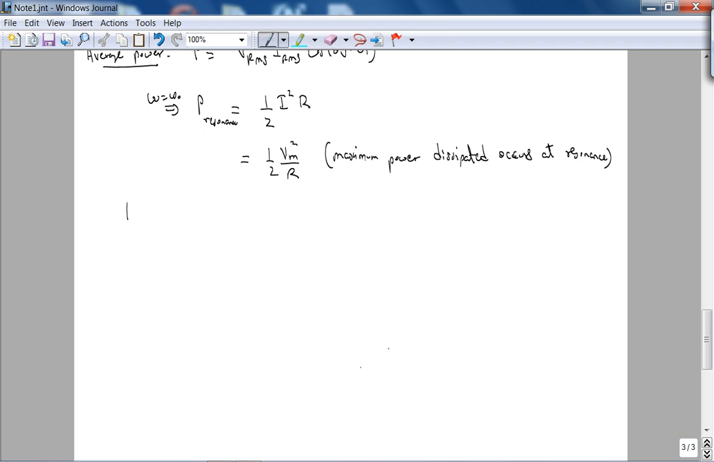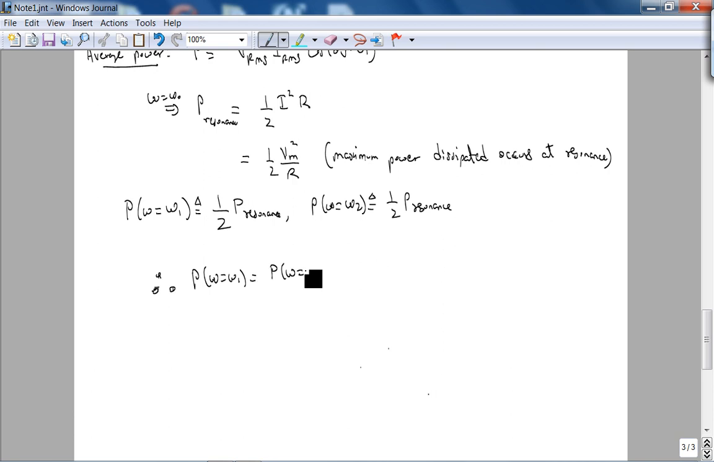Now let's define two frequencies, which are the half power frequencies. So power at omega equals omega 1 is defined as 1/2 P resonance. There's another frequency, and we'll compute that. It's pretty easy to do. It's also defined as 1/2 the maximum average power. Therefore, P at omega equals omega 1, which is P at omega equals omega 2, is 1/4 Vmax squared over R.